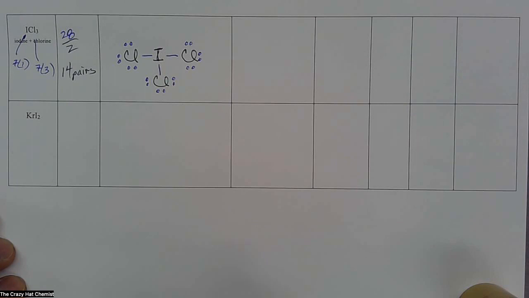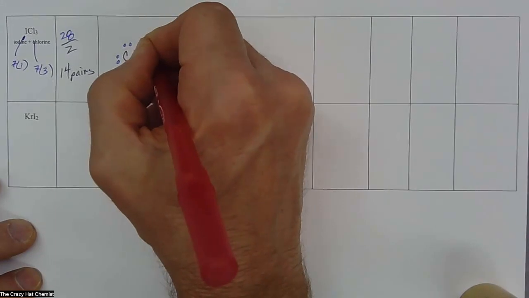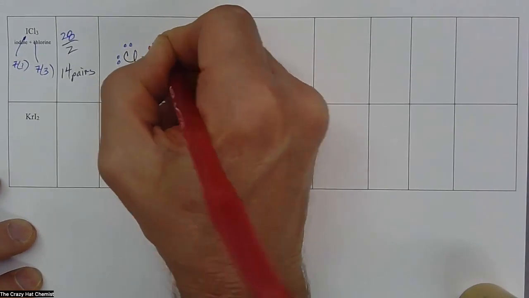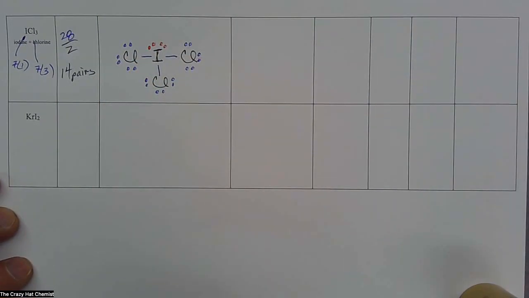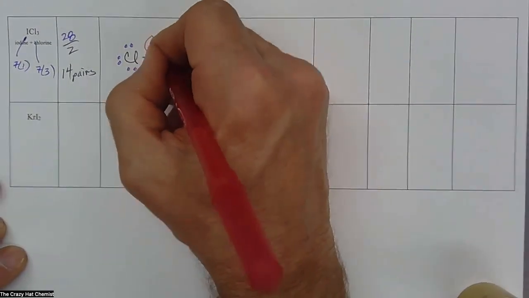Okay, so that would be 13 and 14, just like that. Okay, and 13 and 14.